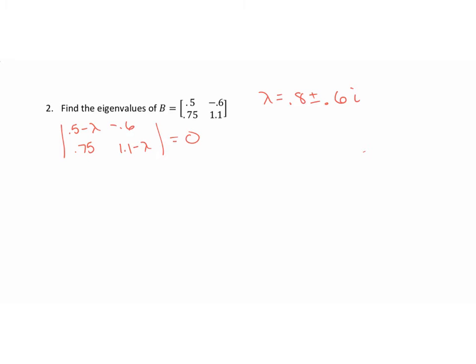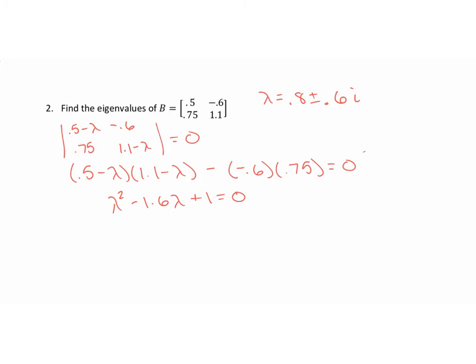If I simplify this, so if I multiply minus -0.6 times 0.75, when I simplify this, I got this for my equation, lambda squared minus 1.6 lambda plus 1 equals 0. And then using the quadratic formula, I got my eigenvalues of 0.8 plus or minus 0.6i.